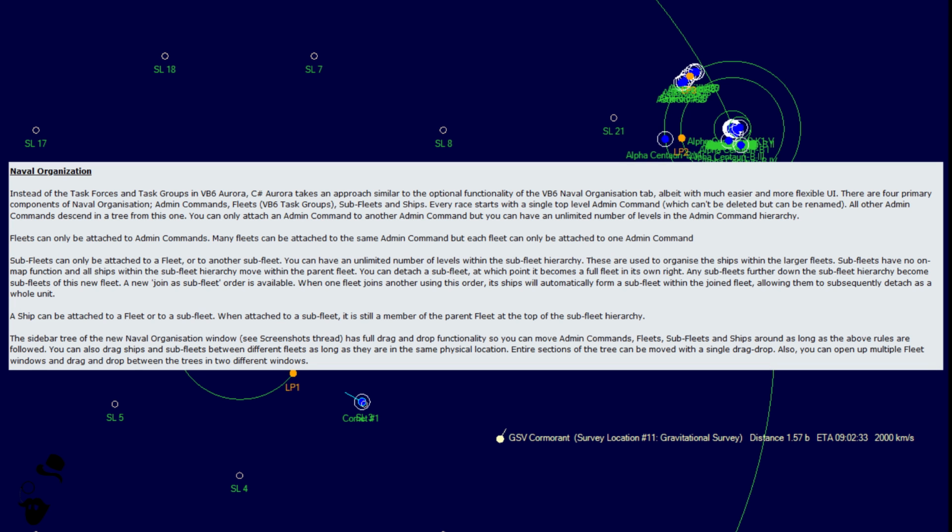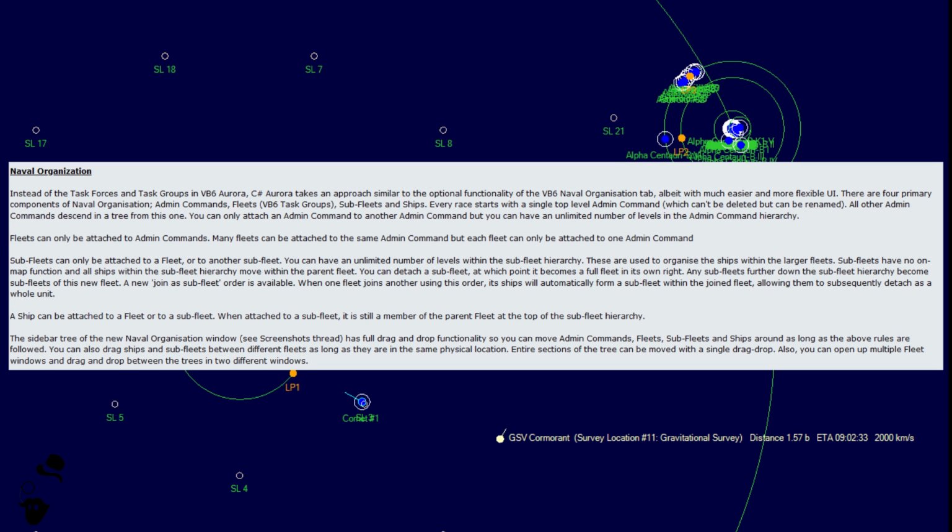There are 4 primary components of Naval Organization: admin commands, fleets, subfleets (the VB6 task groups), and ships. Every race starts with a single top-level admin command, which can't be deleted but can be renamed. All other admin commands descend in a tree from this one. You can only attach an admin command to another admin command, but you can have an unlimited number of levels in the admin command hierarchy.